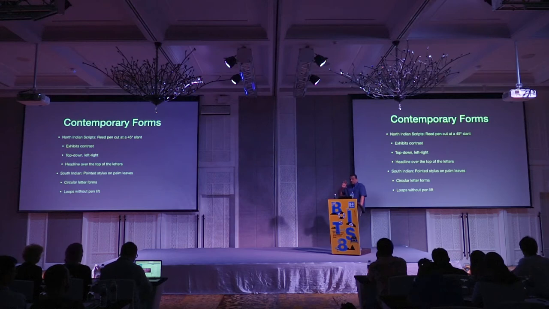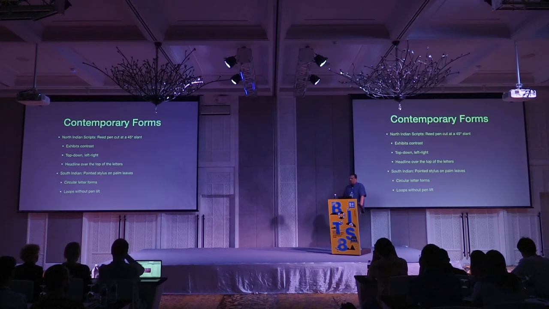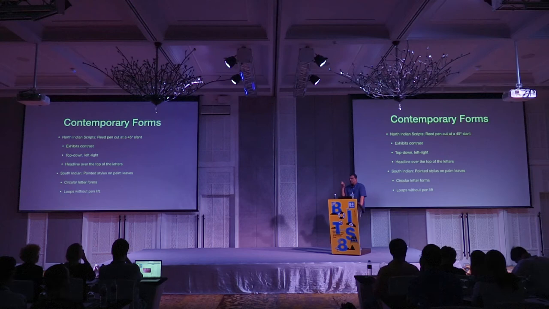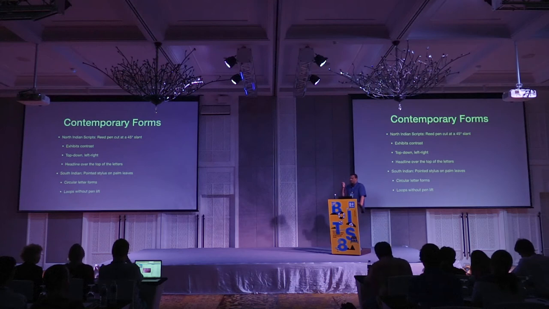This is the broad variation between two big broad families of Indian scripts. You've got the Northern Indian family of scripts and the Southern Indian family of scripts. The Northern Indian family is where you actually see contrast, which is native to the script, because it was written with a reed pen. I'll talk about it shortly. It goes from top down, left to right, and there's a headline that connects characters that form a word.